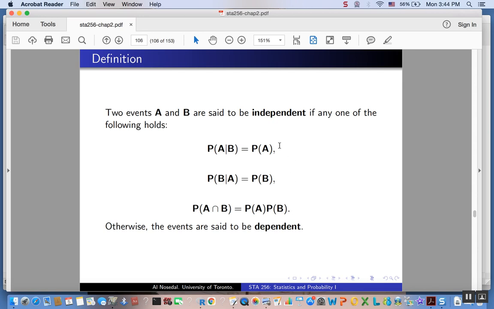If these relationships don't hold, then what we say is that the events A and B are dependent. So you can check any of these three. If any of these three hold, then A and B are independent. Make sense?